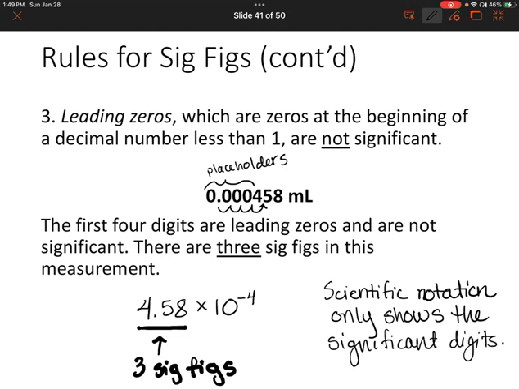Or plural digits if you have multiple numbers. All right, so again, another useful reason to use scientific notation. It shows you how many significant figures you have. So now let's talk about zeros that come after non-zero numbers. Are those significant?